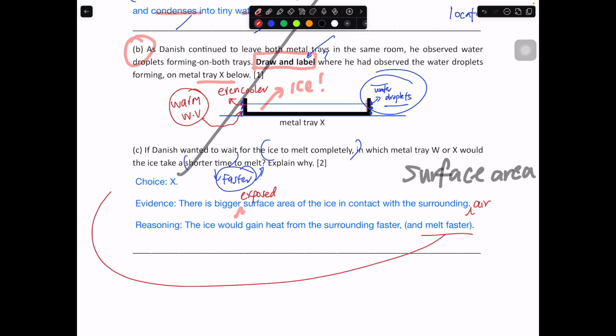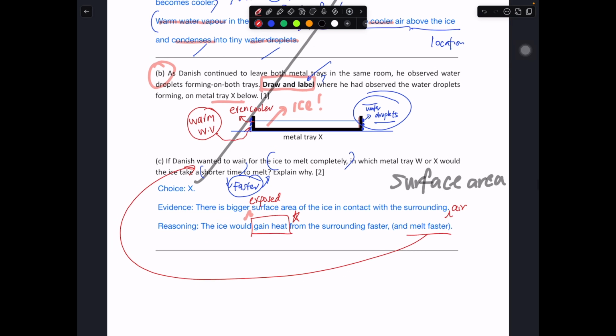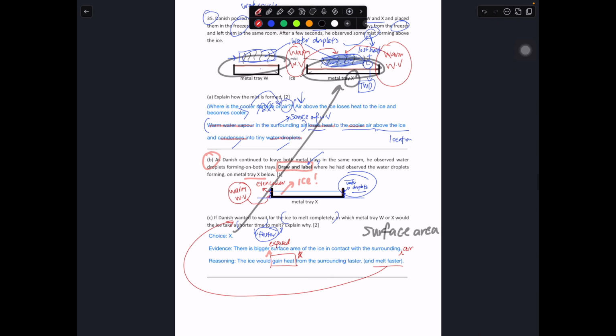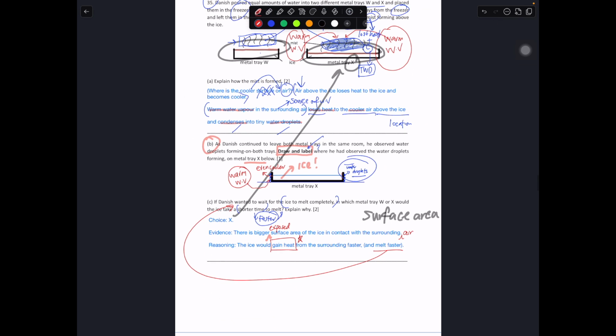This "melt faster" is actually repeated over here, so with or without it, I think it should be fine. So the key is gain heat faster. The ice needs to gain heat faster in order for it to melt faster. So this will be the more important one. Let me put this up over here. Okay, let's go to the next part.